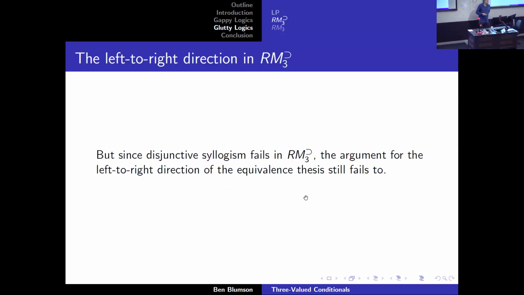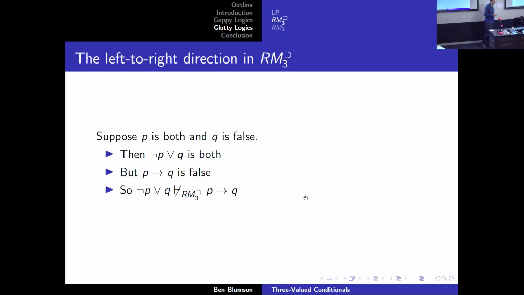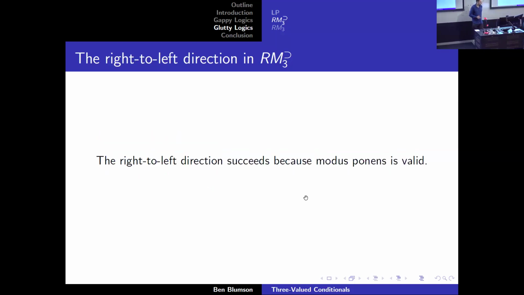Nevertheless, the argument for the left to right direction doesn't work because disjunctive syllogism is invalid. Okay, but that's fine because the left to right direction is not the case in this logic. Not P or Q doesn't entail if P then Q in the case where P is both and Q is false. On the other hand, the argument for the right to left direction succeeds because modus ponens is valid, and the right to left direction is in fact true, which is good because the logic kind of coheres with the argument in its support.